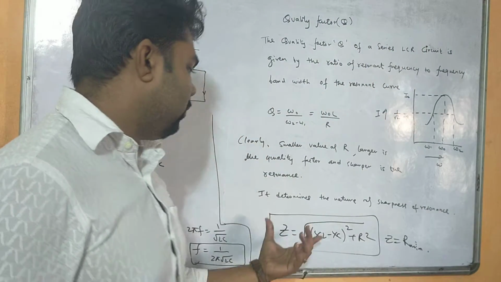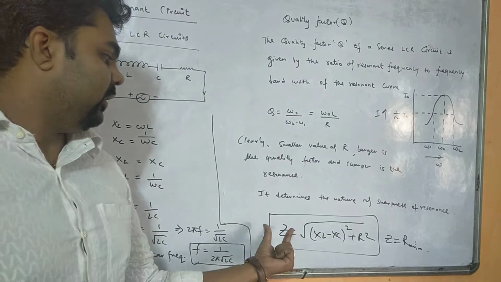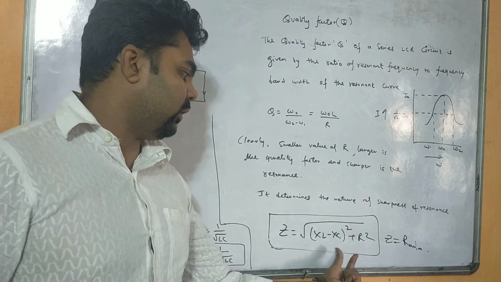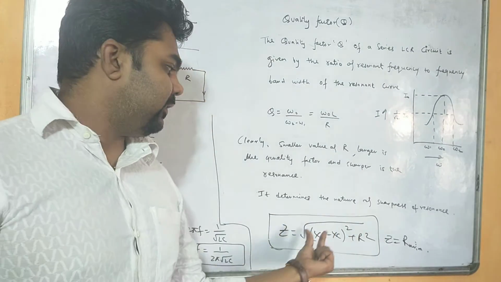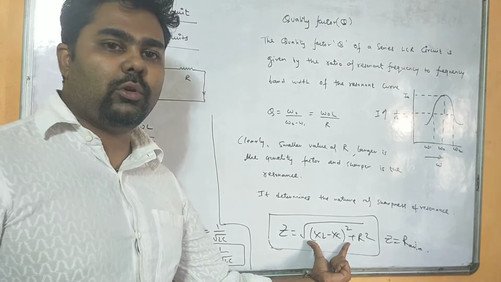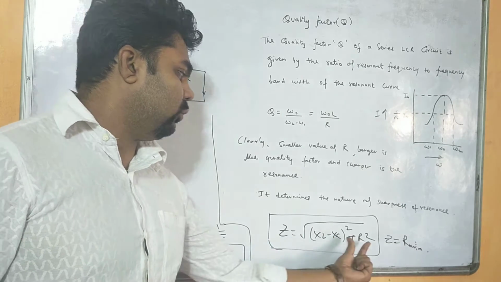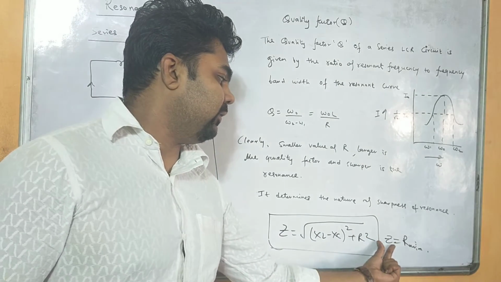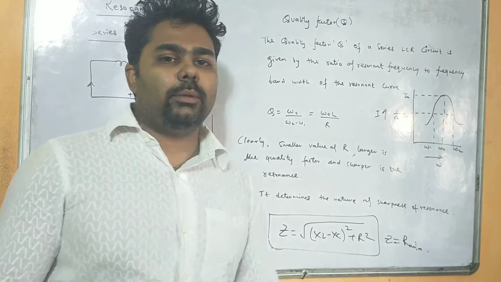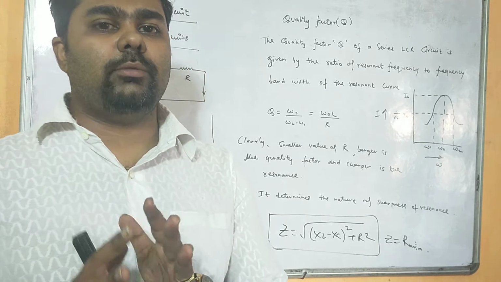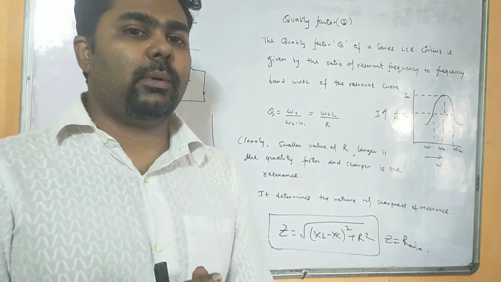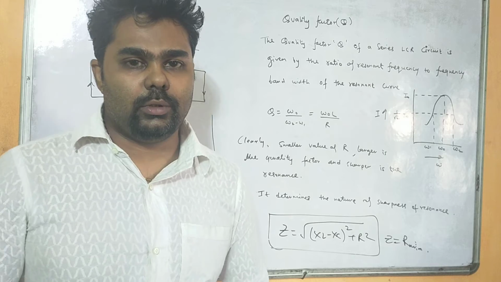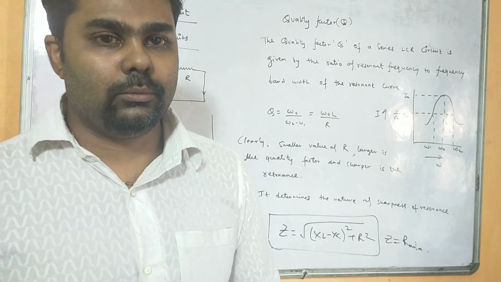So what was the formula for impedance for LCR circuit? That is Z equals root under (XL minus XC) whole square plus R square. Now when XL becomes equal to XC, this term will become 0. That means we will get Z equals root under R square. Square and square root will get cancelled and we will get impedance equal to R. That means here the impedance will become very minimum. When it becomes very minimum, the sharpness of this resonance becomes very high.